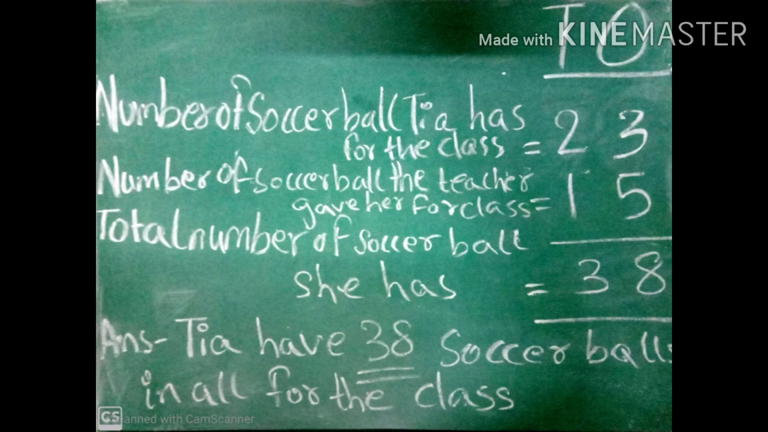Now let's add. Step number 1 is add the ones. That is 3 plus 5. We get 8. Step 2 is add the tens. 2 plus 1. That is 3. So by adding 23 plus 15, we got the sum of 38. So the answer is Tia has 38 soccer balls in all for the class.